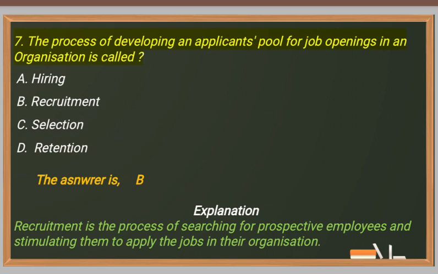7. The process of developing an applicant pool for job openings in an organization is called A. Hiring. B. Recruitment. C. Selection. D. Retention. The answer is B. Explanation. Recruitment is the process of searching for prospective employees and stimulating them to apply for jobs in their organization.